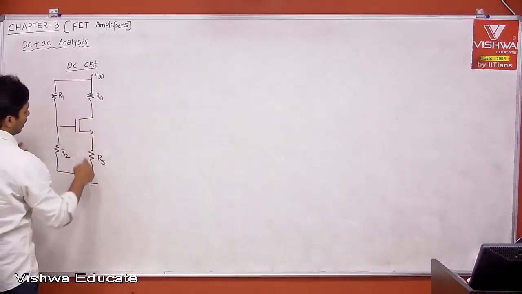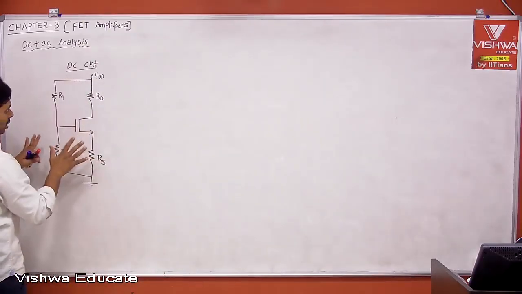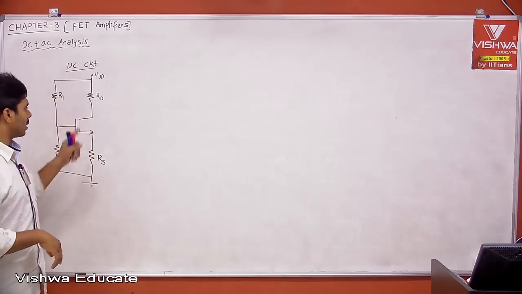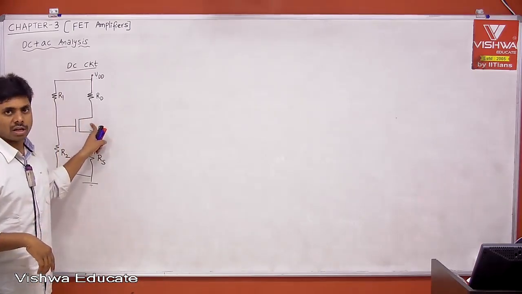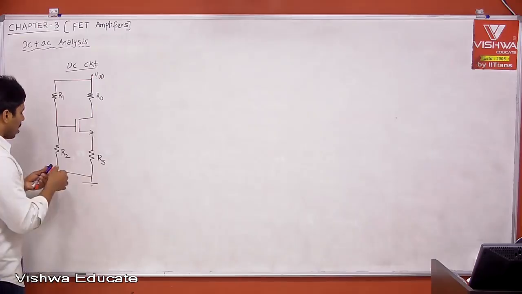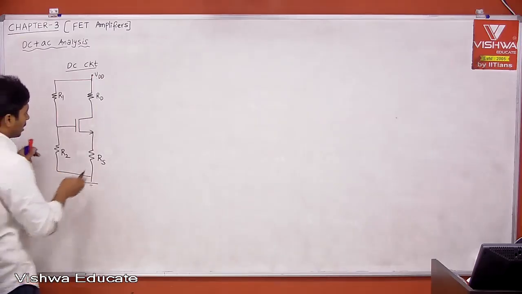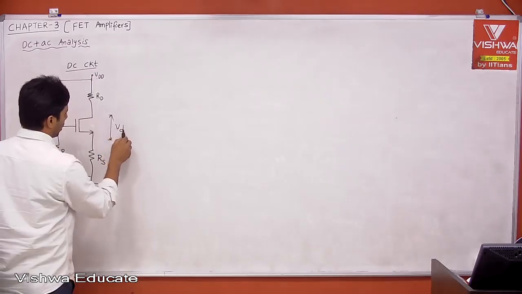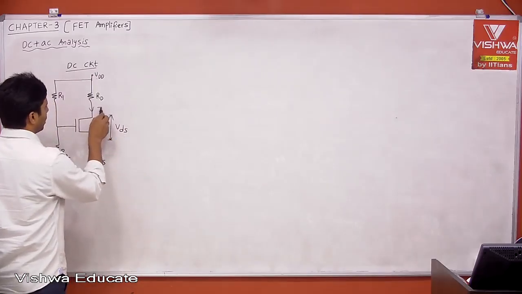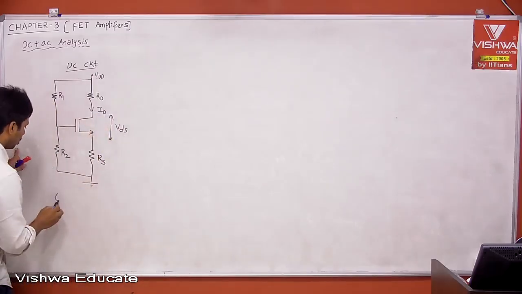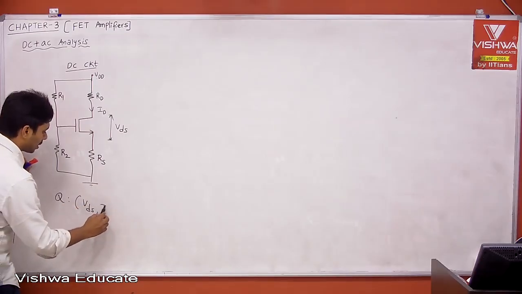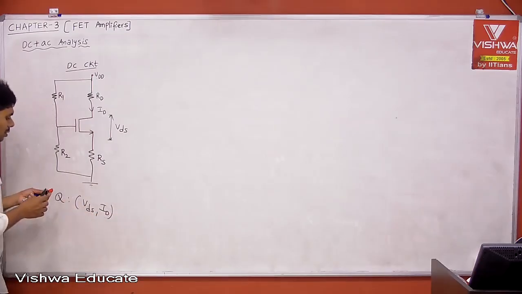We are choosing RD, RS, R1, R2 such that the transistor is in saturation. Not only keeping the transistor in the required region, in the case of MOSFET the saturation region, but also the operating point is set. Therefore, let us say this is your VDS, and this is your capital ID. Therefore, what is your operating point? The operating point is nothing but capital VDS, comma, capital ID. This is your operating point.